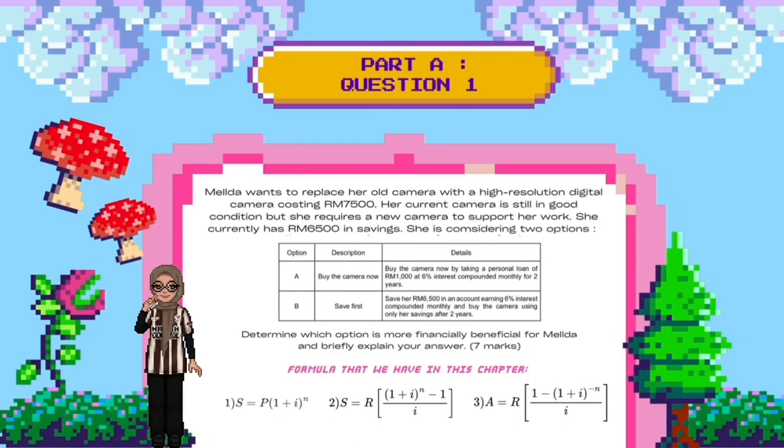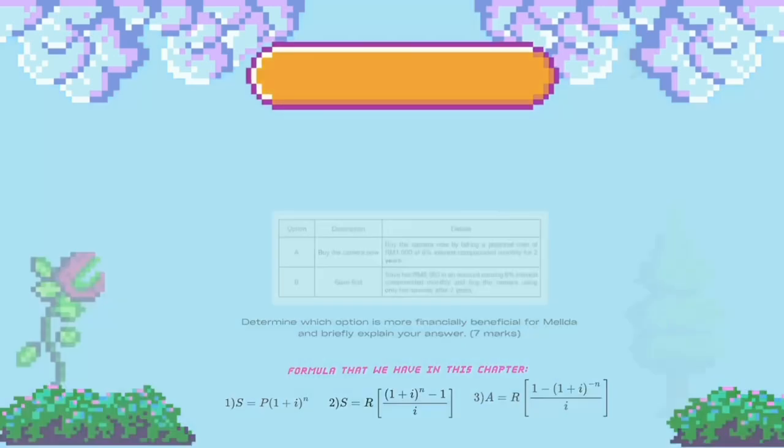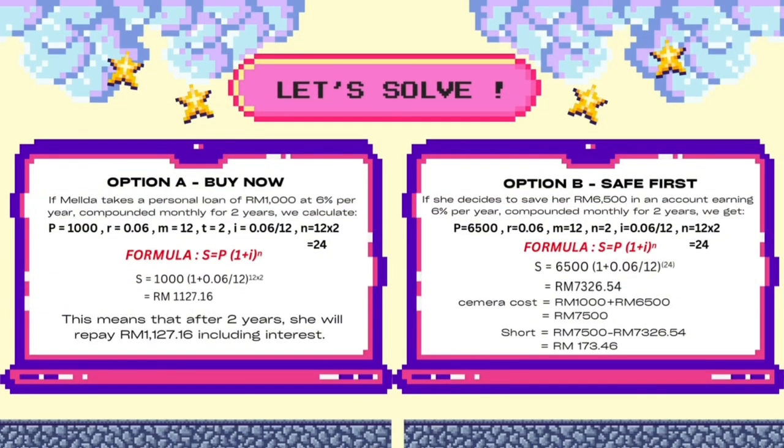Before we start the calculation, we know that there are three formulas in this chapter. The first formula is S equals P bracket 1 plus i bracket to the power of n. The second formula is S equals R bracket 1 plus i bracket to the power of n minus 1 divided by i. The last one is A equals R bracket 1 minus bracket 1 plus i bracket to the power of negative n divided by i. So let's solve this question together.